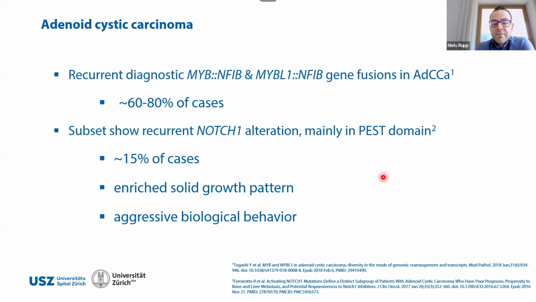So these cases are often already metastasized when diagnosed, or they have metastases within 1 year after diagnosis, often to liver, bone, and they are really distinct from conventional adenoid cystic carcinoma. So this is really a distinct subtype, and they are usually also negative for P63 and P40.